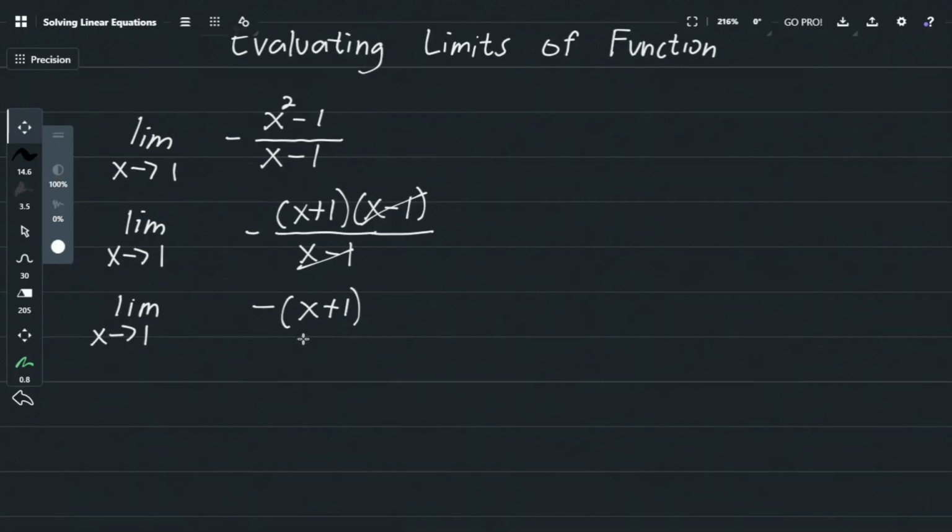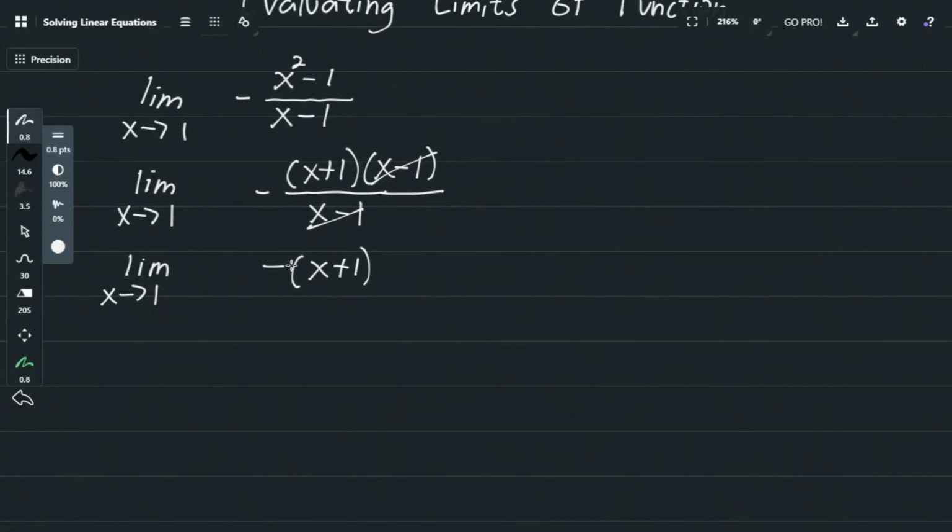Now let's simplify the expression. We can distribute the scalar value, which is negative 1, into the inner terms. So we have negative 1 multiplied by x, which is negative x. Then negative 1 multiplied by positive 1, we have negative 1. Okay, so let's copy the limit expression.